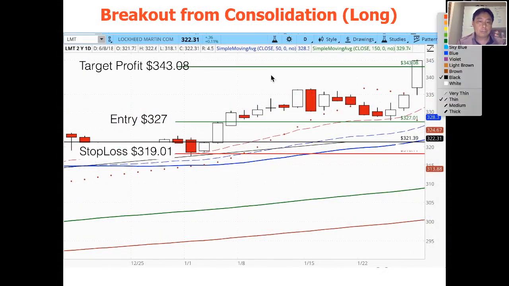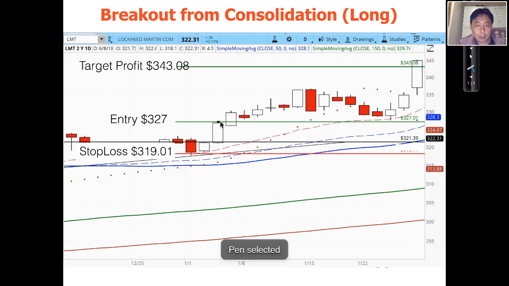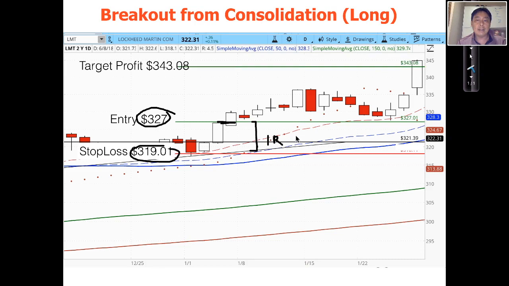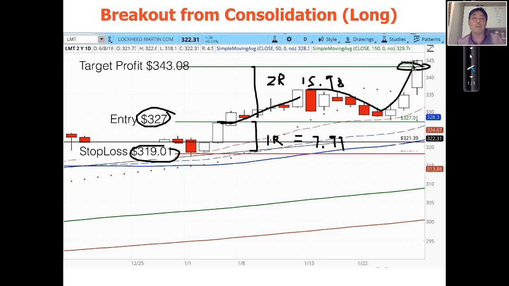Okay, so here's what happened. As you can see, we entered here. The next day, the candle exceeded the high of our breakout candle at 327, so it triggered our buy order. So we bought at about 327. Our stop loss was at 319, and our risk was 7.99, recall that. And our target is 2 times of that, which is about 15.98. So that puts our profit target at 343.08 over there. Once it went up, you can see it came down slightly, and then we hit our profit target. So this was the winning trade. It hit the profit target.